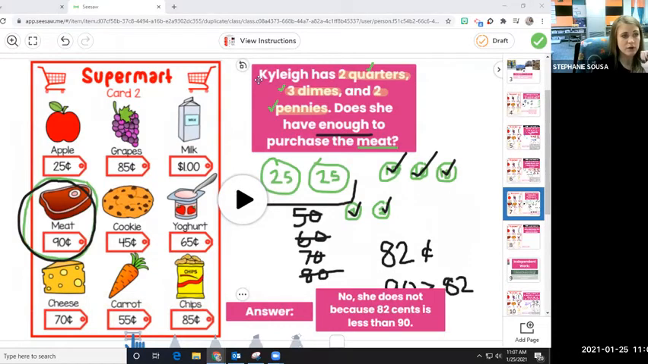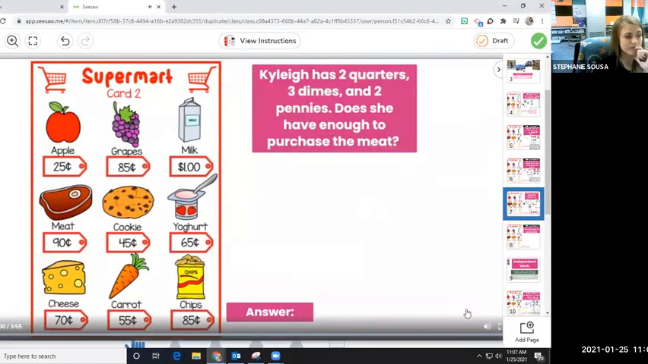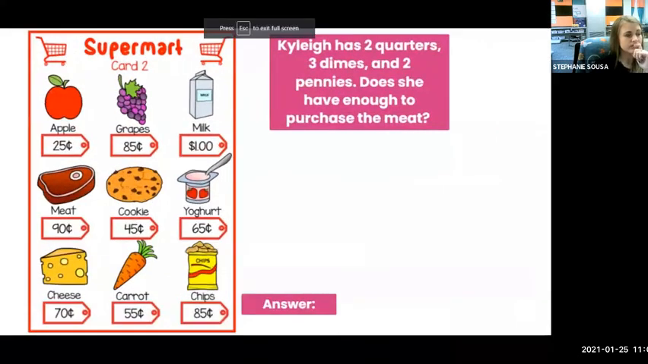Here is another example of how we can solve when we're told about the coins and not shown the coins. Here's another example of a real-world problem using money. Sometimes we're given word problems that don't have a picture or model of the money, but they list the money, and we have to create the model. This problem says Kylie has 2 quarters, 3 dimes, and 2 pennies. Does she have enough to purchase the meat?